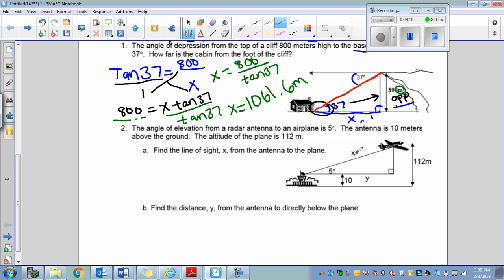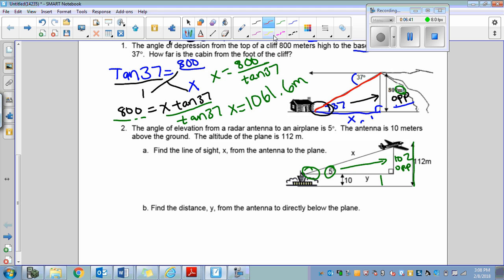Okay. So first we're going to solve for X. My first step is to circle my reference angle, which is 5 degrees. My second step is to label my sides. My opposite side is going to be, well, the whole thing is 112, but this part right here is 10. So we're going to have to subtract it, and we're going to get 102, right? We got to put opposite right next to it.